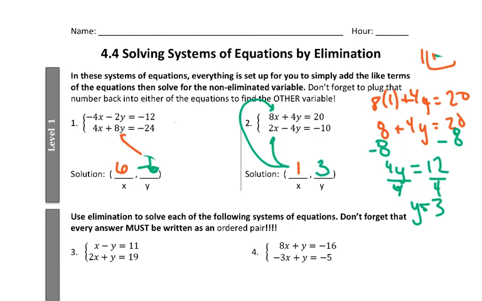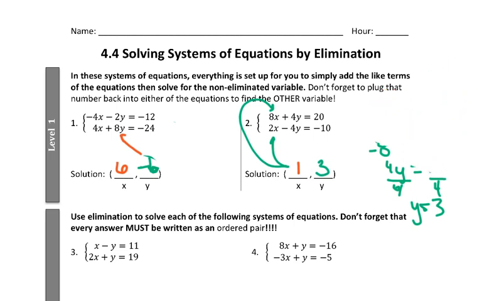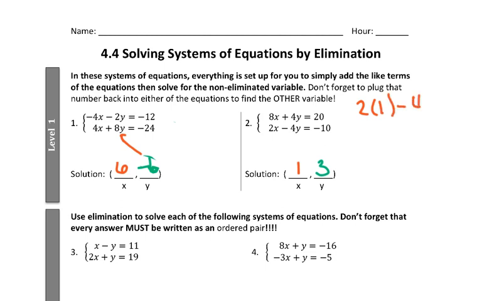So I think y equals 3, but just to double check, I'm going to plug into the bottom equation and see what happens there. So we've got 2 times 1, because I'm plugging in my x number to see if I get the same y. Minus 4y equals negative 10. So 2 minus 4y equals negative 10.